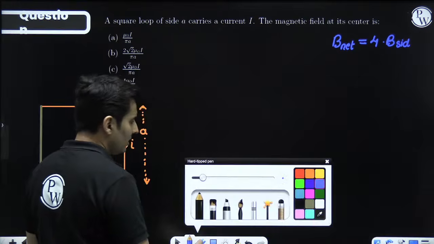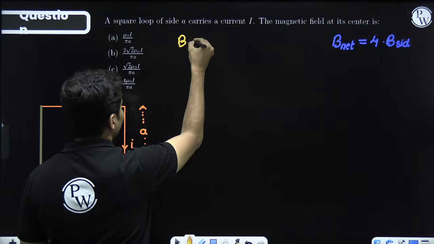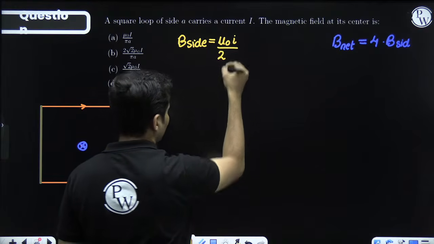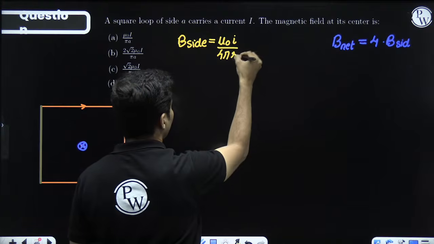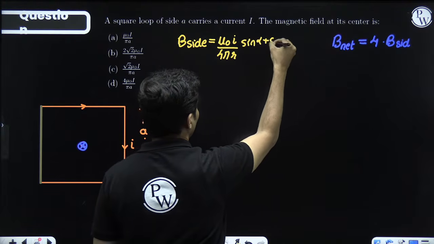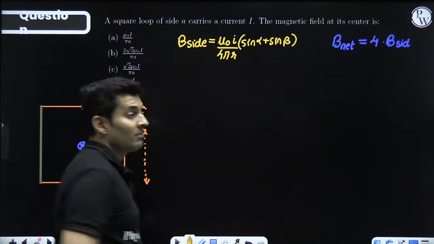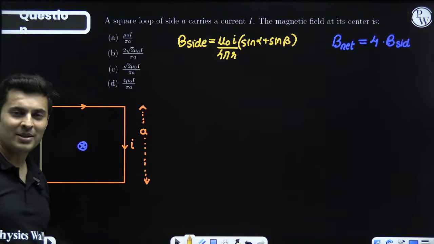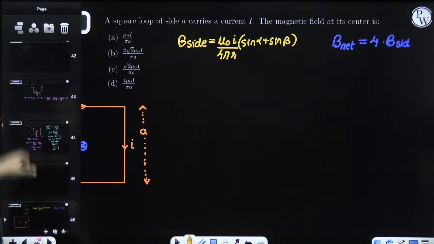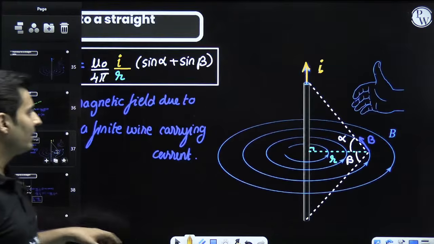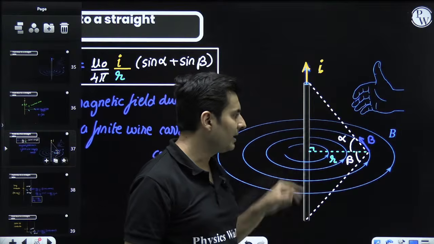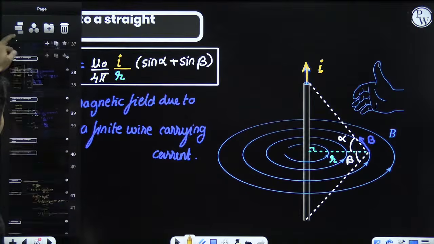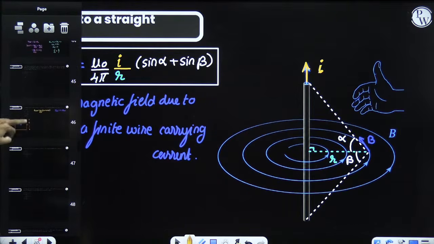Okay. So first, let's figure that out. Magnetic field due to any one such side, I will use this formula mu naught I by 4 pi r, and then I will put sine of alpha plus sine of beta. Why, sir? Because this is a finite wire, man. So for a finite wire, we have to use the finite formula. Oh, so we have seen what is the finite wire formula before. This was the one. So imagine this is one side of the square. You are finding the magnetic field here. How much is the contribution? Use this formula.